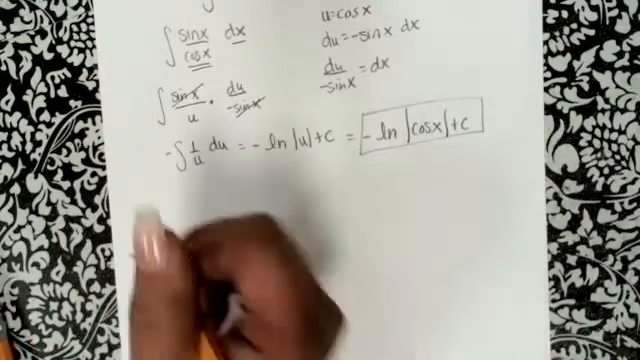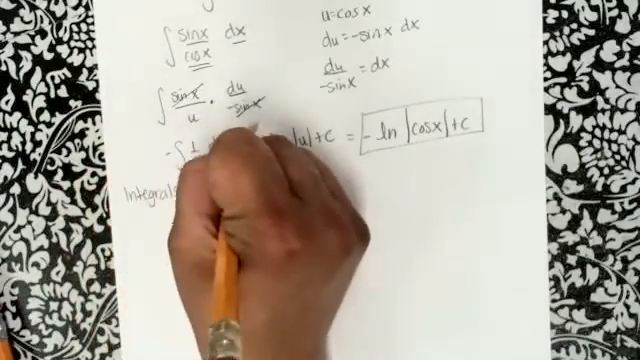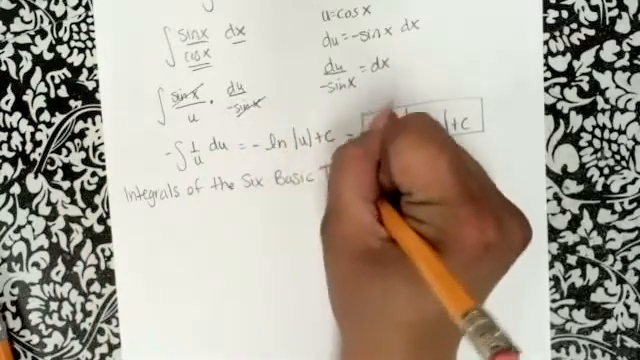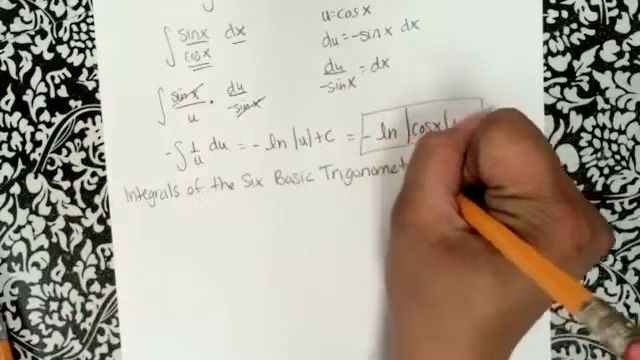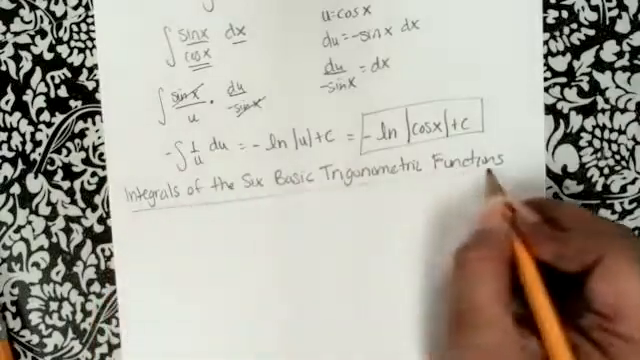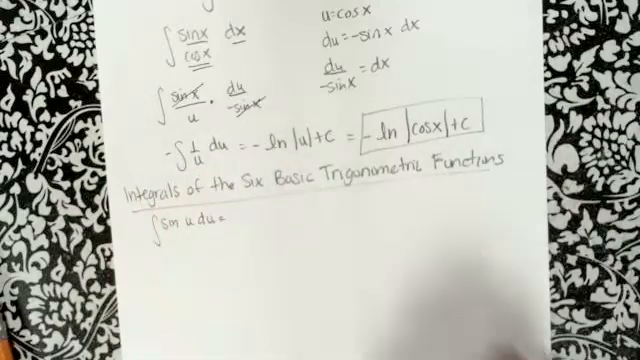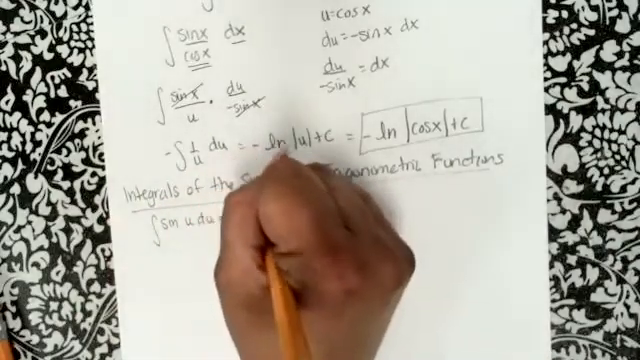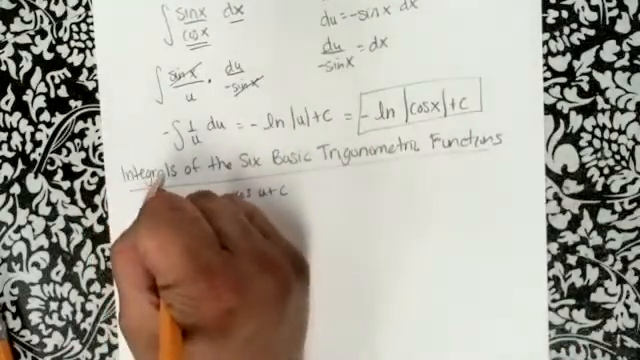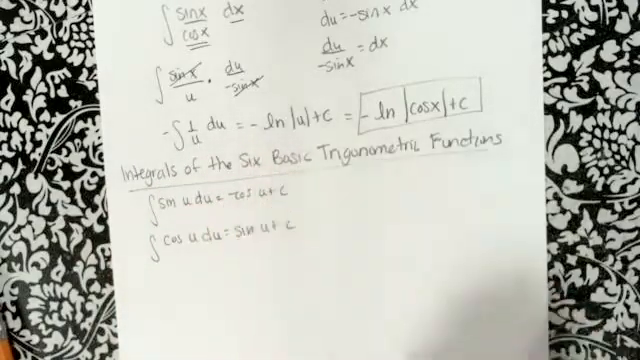Now these are going to be the integrals of the 6 basic trigonometric functions. The antiderivative of sine of u du is equal to negative cosine of u plus the constant, because it's indefinite, since I'm not giving you the upper and the lower limits. The antiderivative of cosine of u is going to be sine of u plus the constant.